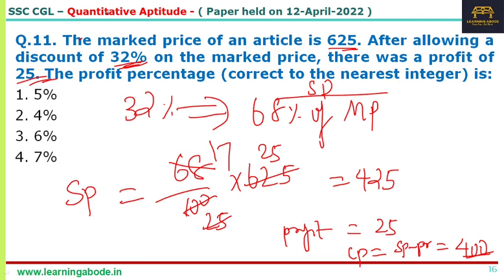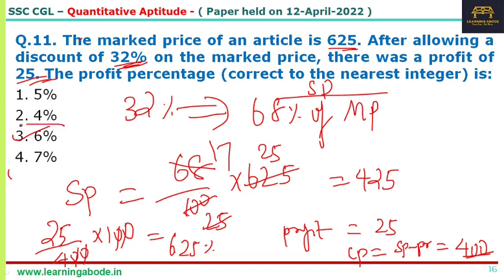Now the question is, what is the profit percentage? So profit percentage, we know it is selling price minus cost price upon cost price into 100, or we can say 25 rupees profit out of 400, into 100, that's the profit percentage. So 25 by 4 is 6.25%. Rounded off, it is answer option 3, 6%. That's the answer for question number 11.